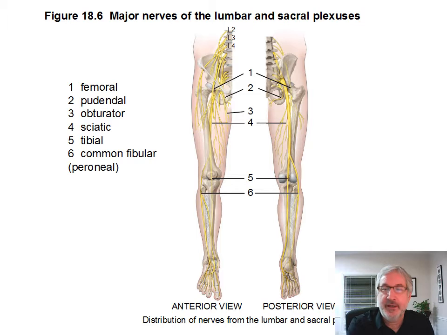So here's sciatic, and there's branches here that are doing the hamstrings, and then it splits into the tibial, and the common fibular, or common peroneal, if you want to call it that.